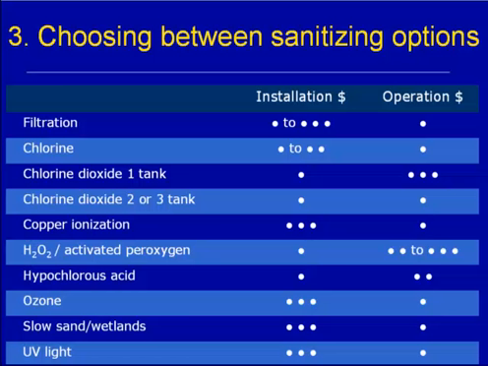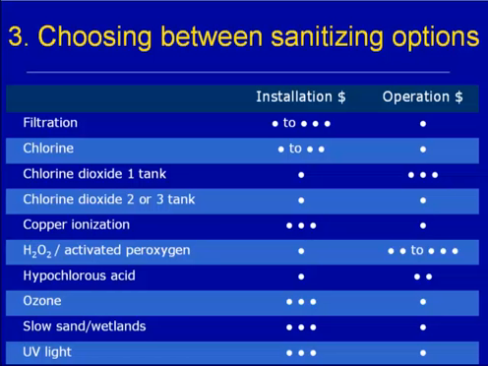Copper ionization has got a fairly high installation cost, but it has a very low operating cost per 1,000 gallons. This is used by a lot of plug and liner growers because it doesn't cause oxidation of any of the equipment, and is a very effective technology for suppressing algae and controlling pathogens.